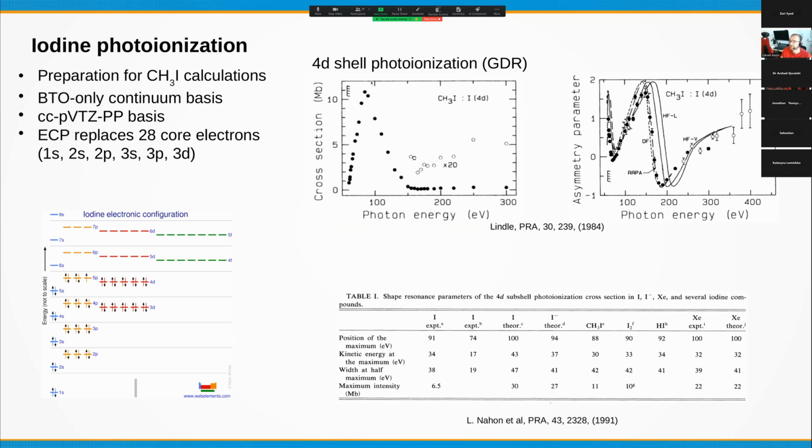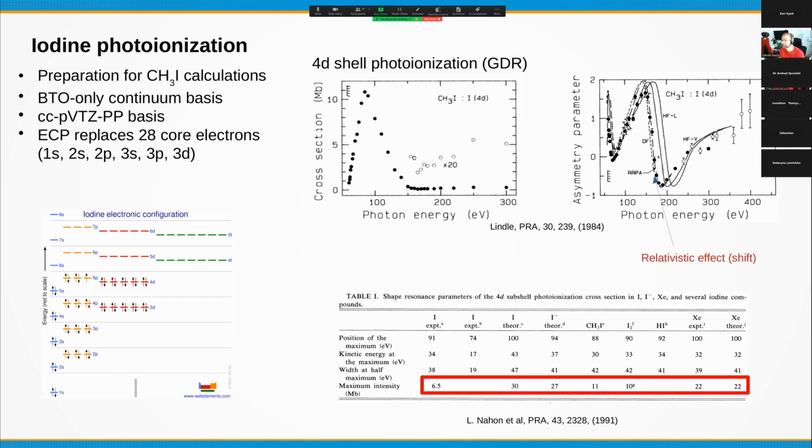And it's associated with formation of the so-called giant dipole resonance. This is actually a cross-section for CH3I molecule, photoionization cross-section, which shows this massive peak below 100 electron volts of photon energy. And here on the right, we see the beta parameter, the asymmetry parameter, which characterizes the photoelectron angular distribution. These are old measurements from 1984, and they are compared to different types of calculations. So the solid lines are non-relativistic calculation, while the dashed lines are relativistic calculations.